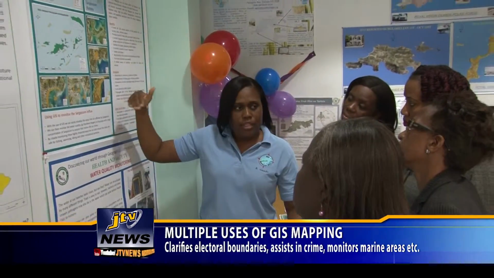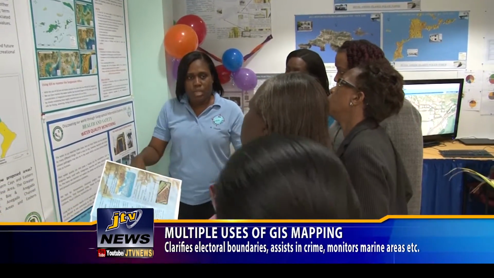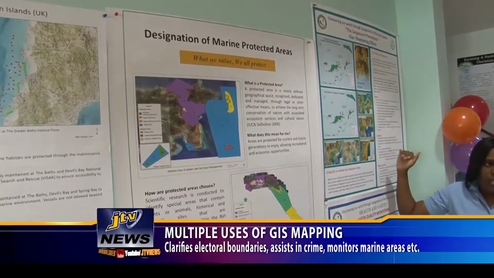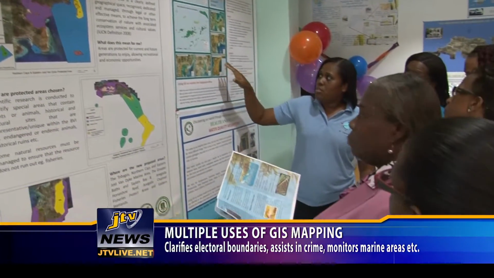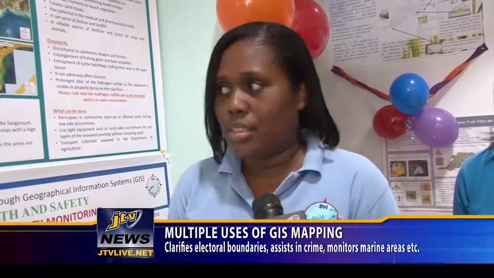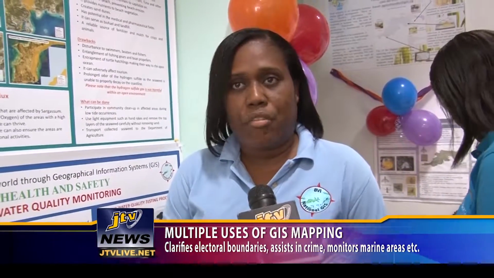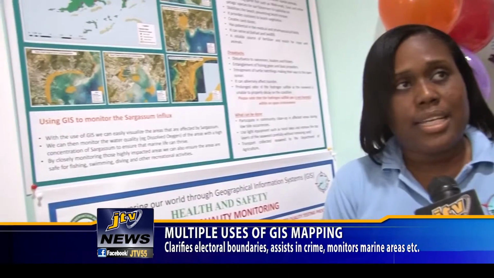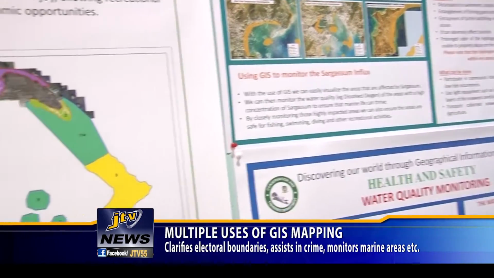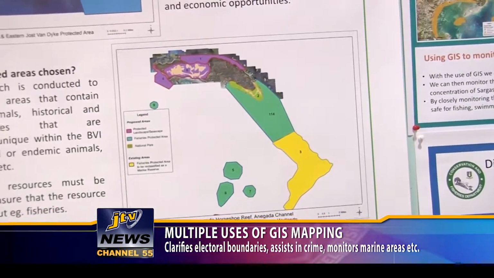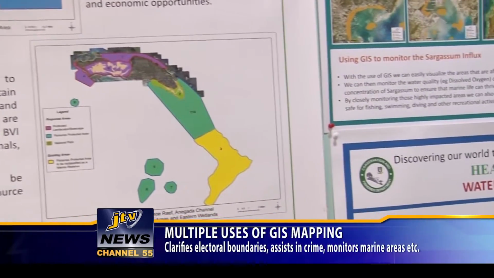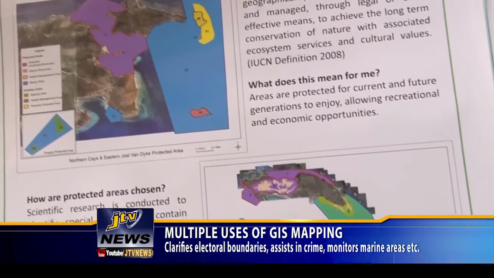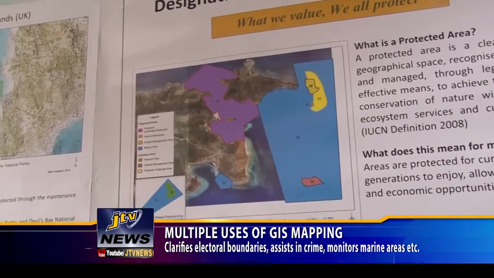The GIS experts told JTV News that data acquired using the technology also helps with monitoring fish stock and marine protected areas. We use GIS to monitor different aspects of our environment. In this one poster, we're highlighting how GIS is used to monitor marine protected areas. In conjunction with the National Parks Trust and the Ministry of Natural Resources and Labor, we have embarked on a project to map a lot of our marine protected areas.